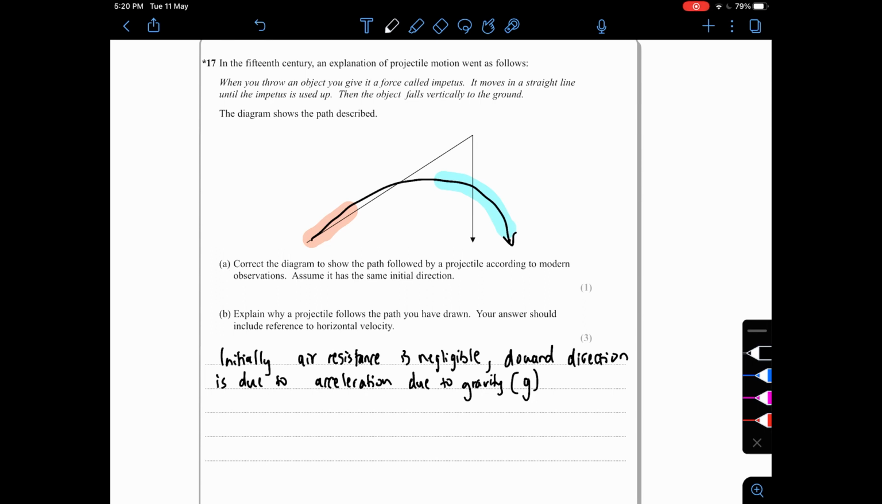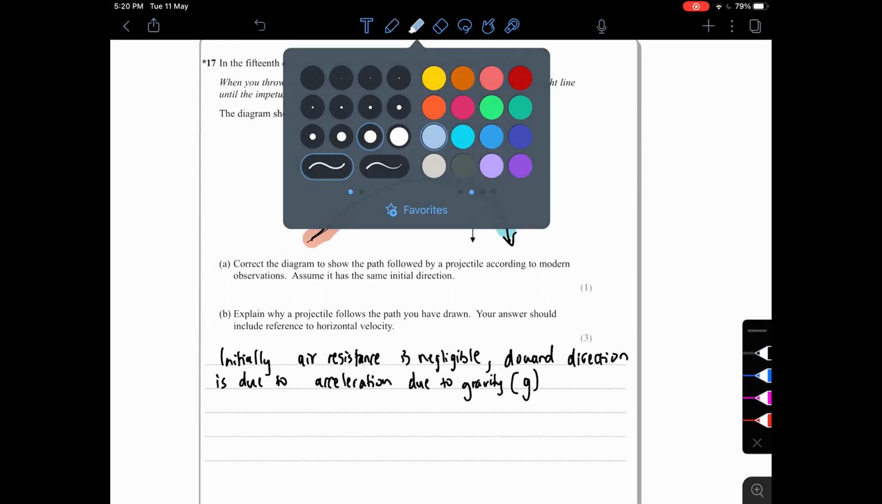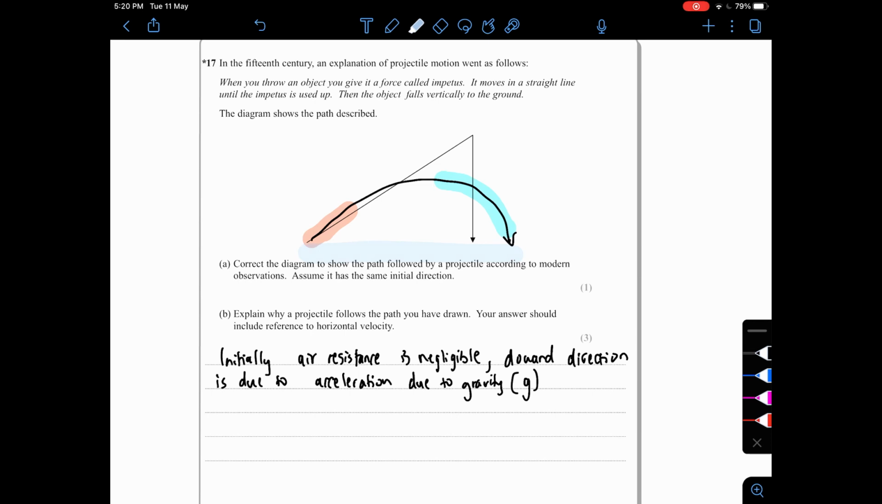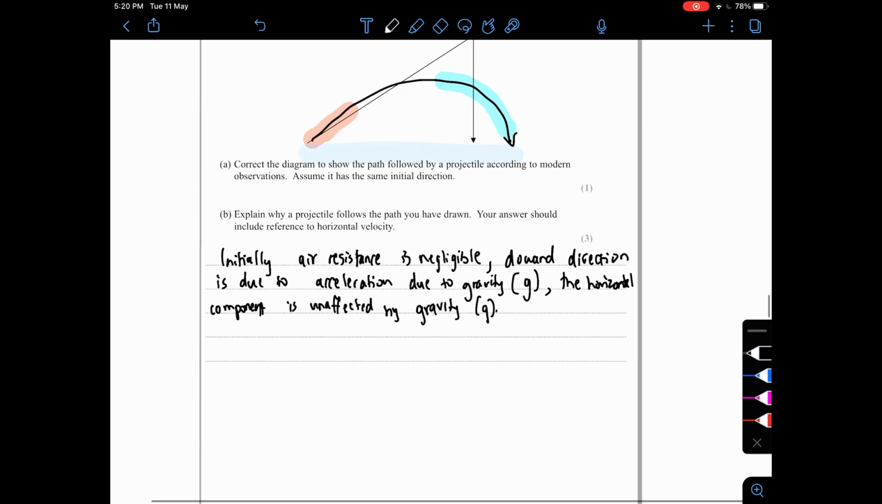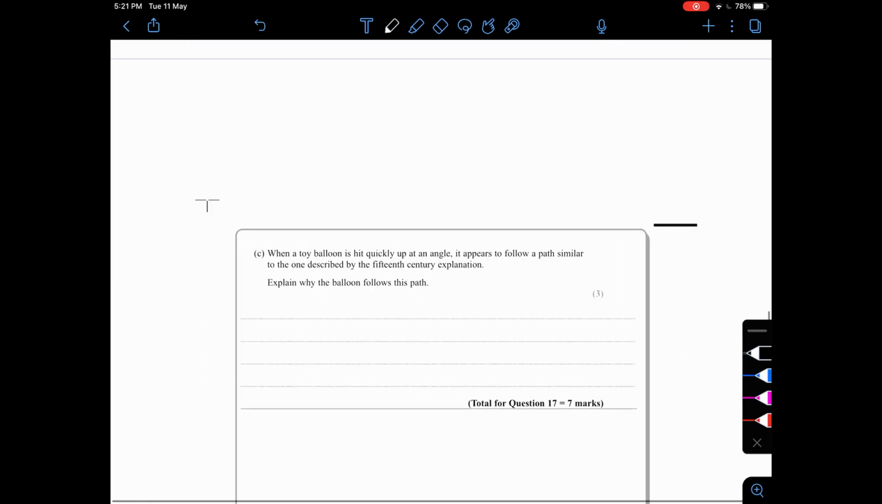And now we can talk about the horizontal component. So we can now talk about this distance here, so how much it travels. We can say the horizontal component is unaffected by gravity, because there are two separate components. It is unaffected by gravity, or acceleration due to gravity, or to be on the safe side you can write g. Okay, that's why.